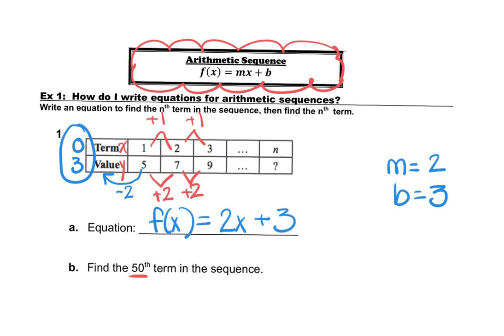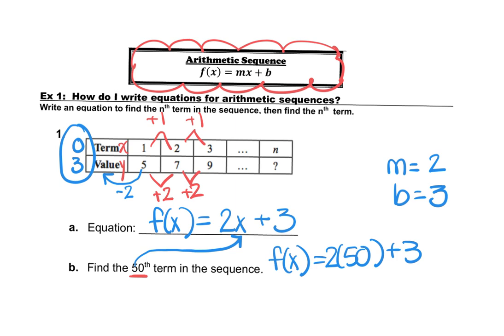And so to find the 50th term, all we're going to do is take this and plug it into our equation. So we've got f of x is equal to 2 times 50 plus 3, right? And so f of x is equal to 2 times 50 is 100, and 100 plus 3 is 103. So at the 50th term, right here, we had said 50 was our nth term, it would be 103. And that's way easier than trying to extend your pattern out 50 more places.